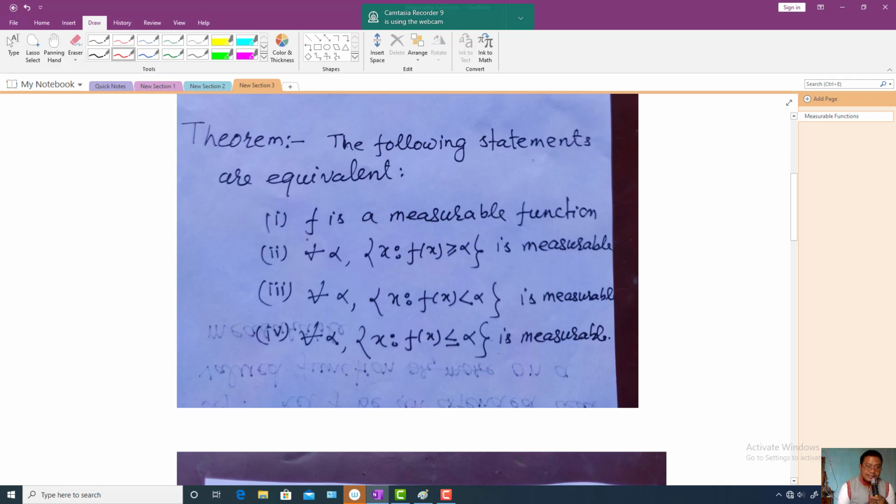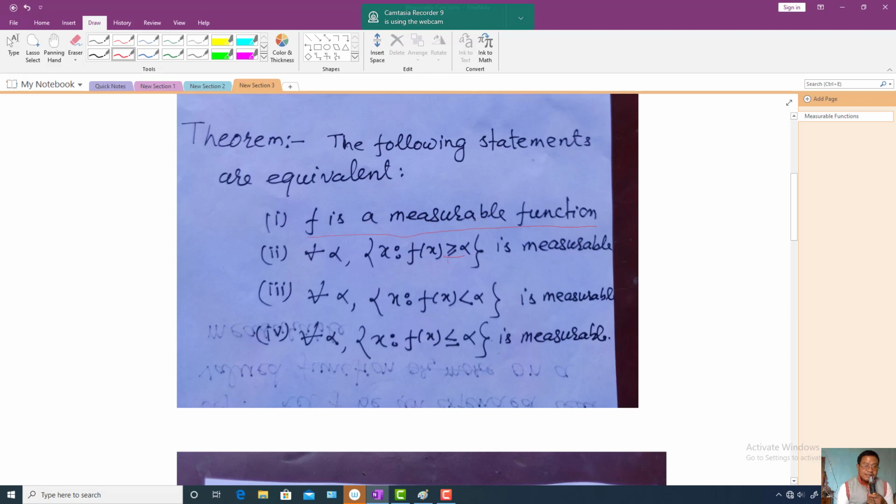Statement 1: f is a measurable function. Now we just defined what we mean by measurable function. Statement 2 says that for each alpha, the set of x such that f of x is greater than or equal to alpha is measurable. In the definition of measurable function, this equal to was not there, strictly greater than was there. So here equality is included. For every real number alpha, the set of x such that f of x is greater than or equal to alpha is measurable.